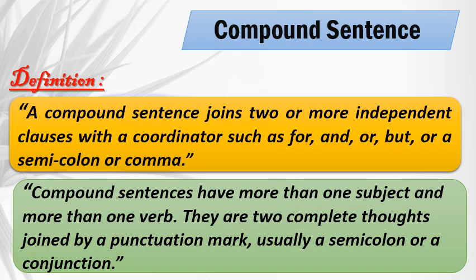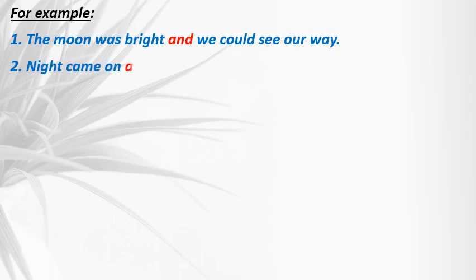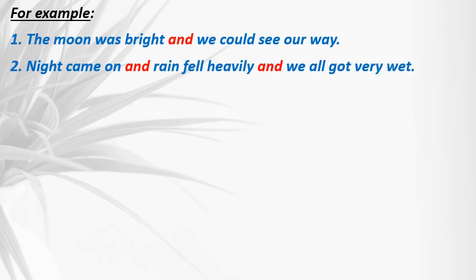Remember that an independent clause is a complete sentence or thought that has a subject and a verb. That means two independent clauses, two complete thoughts joined together, form a compound sentence. Now let us see a few examples to clarify it. Number 1. The moon was bright and we could see our way. Number 2. Night came on and rain fell heavily and we all got very wet.